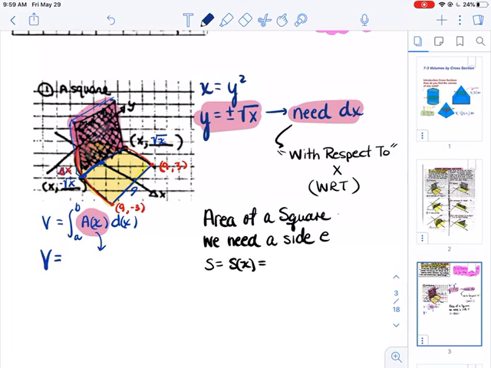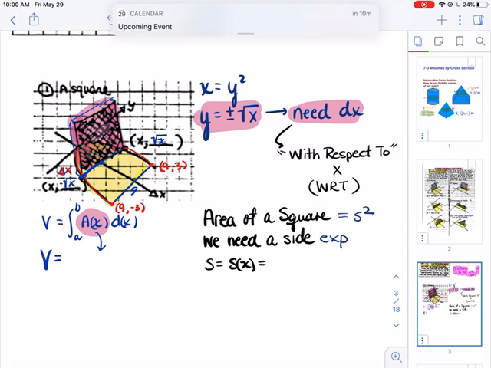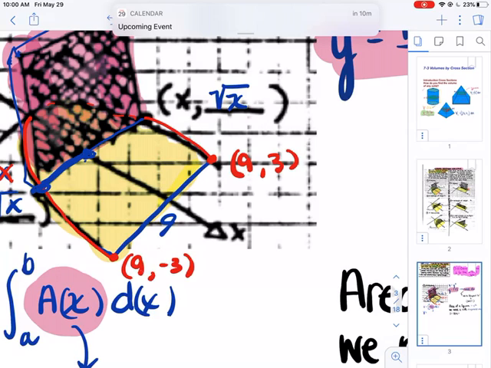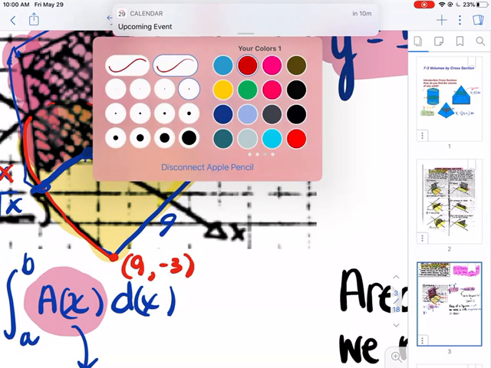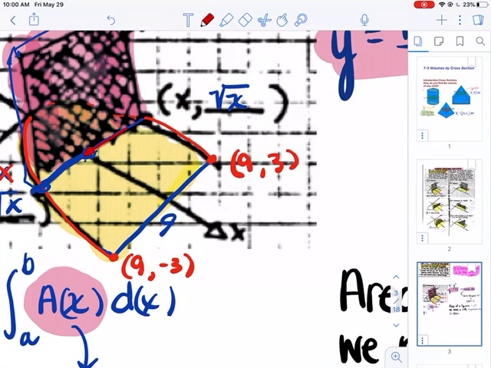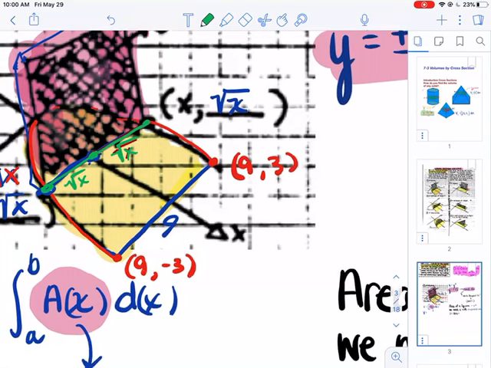So the area of a square is, of course, s squared, and we need an expression for s. So s is equal to s of x, because area is equal to side squared. If you notice, going from here to here, that's the distance, the square root of x. Probably should have chosen a different color, but from here to here, that's square root of x. And then from here to here, by symmetry, it would be the same distance, so it's square root of x.